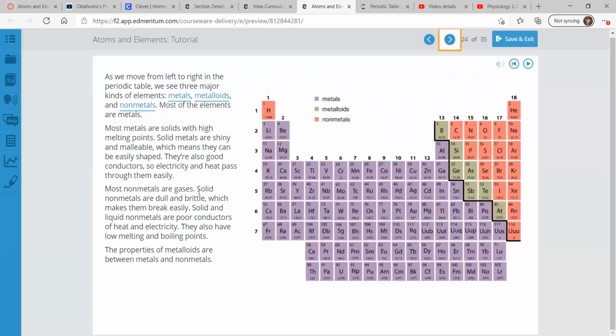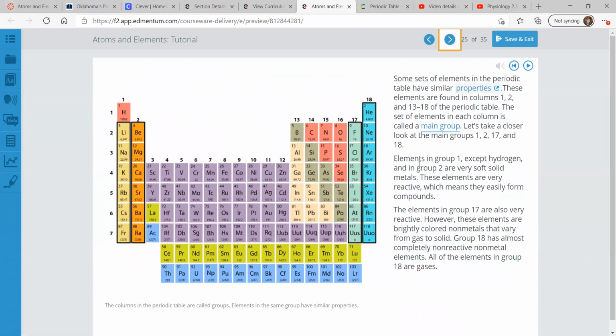Solid non-metals are dull and brittle, and that makes them very easy to break. Solid and liquid non-metals are not very good conductors of heat or electricity. They also have low melting points and boiling points. The properties of metalloids are between metals and non-metals. So this gray area is, well, literally a gray area between those metals and non-metals.